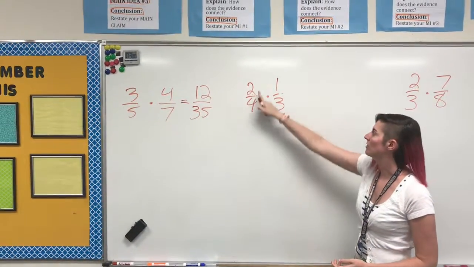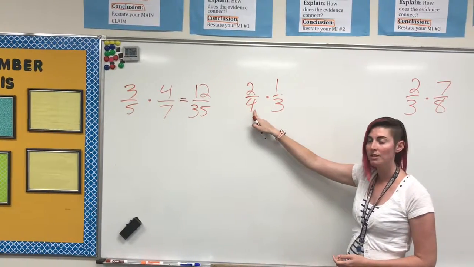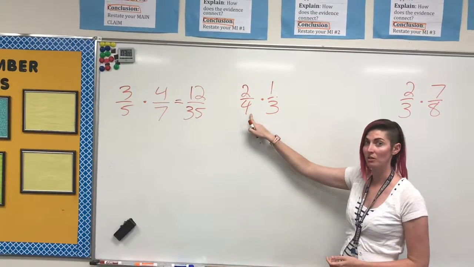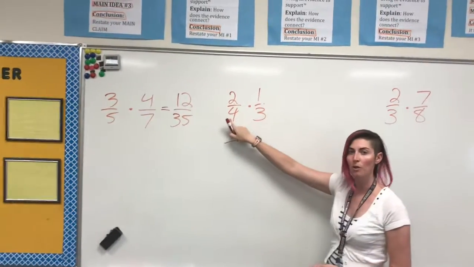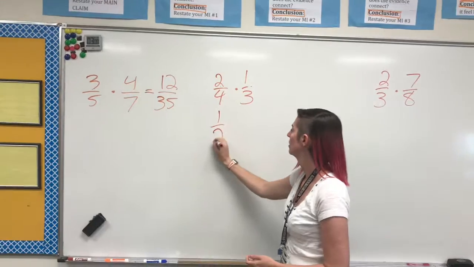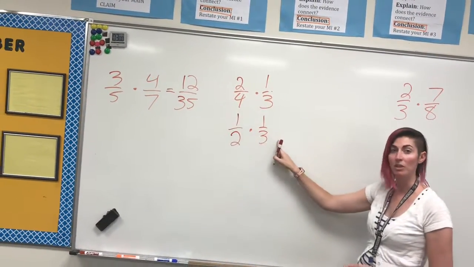Now we can see we have 2/4 and 1/3. I know that I can simplify 2/4 dividing by 2, dividing by 2. When I divide 2 by 2, I get 1. When I divide 4 by 2, I get 2. So my new fractions are 1/2 times 1/3.